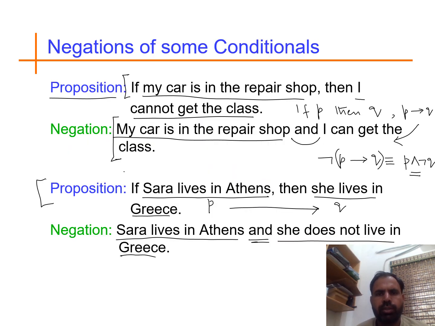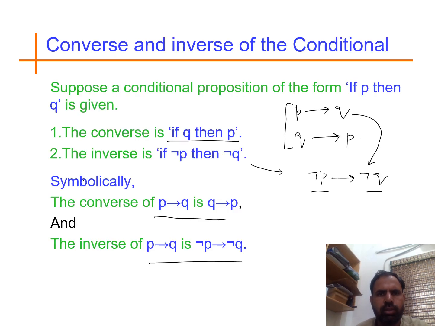Negations of some conditionals. If my car is in the repair shop, then I can't get to class. I already discussed this example. The negation is: my car is in the repair shop and I can get to class. So you can easily solve these negations.